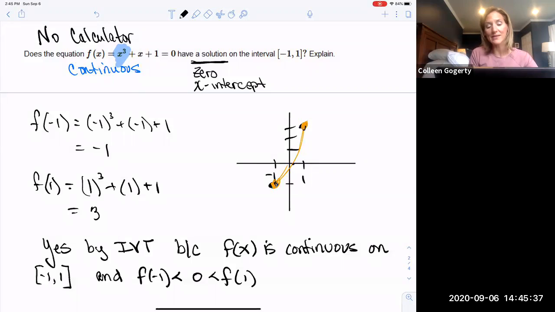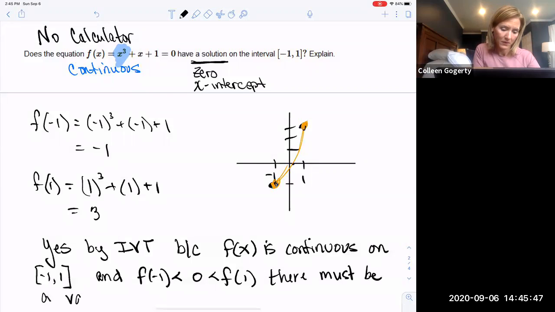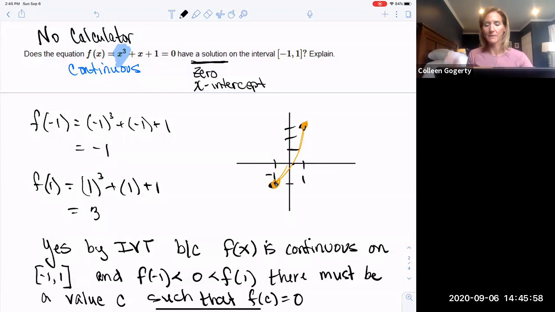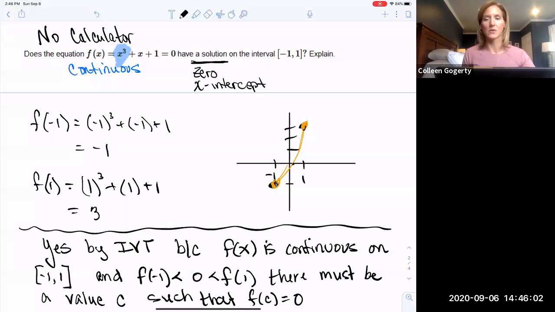So because 0 is in between f of -1 and f of 1, there must be a value C such that f of C equals 0, okay? And this is how we are going to write up our answers. All right.